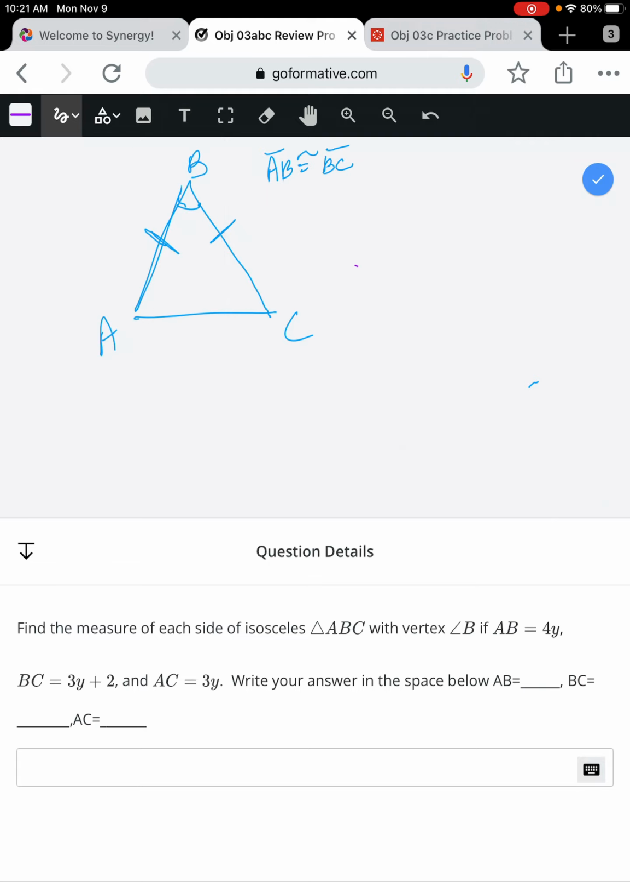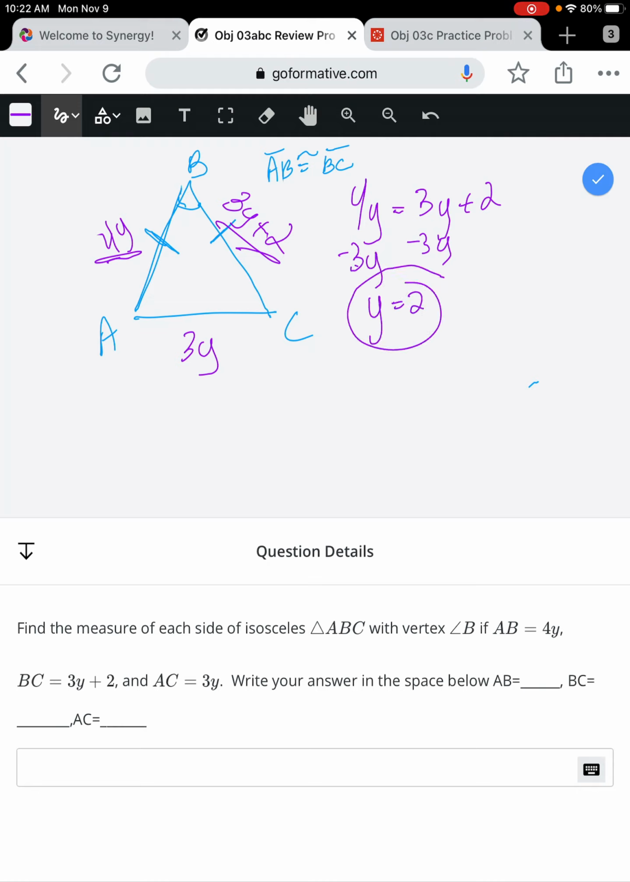So distance from A to B is 4y. Distance from B to C is 3y plus 2, and AC is 3y. Okay, knowing that, I know this side and this side are the same, because it's an isosceles triangle and that's the vertex angle, so 4y equals 3y plus 2. Okay, and we have y is equal to 2. Now it says find the measures of each of the sides.